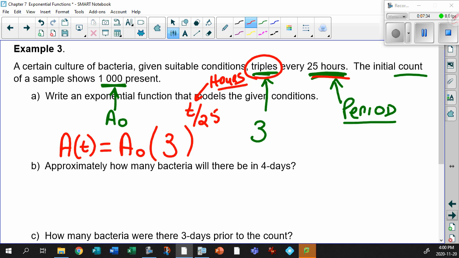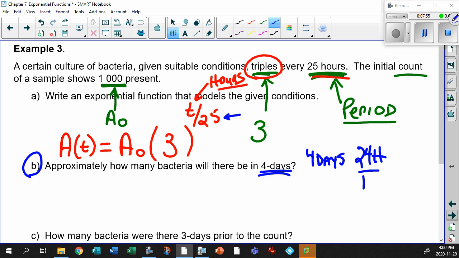So look what happens with question B here. It says approximately how many bacteria will there be in 4 days? Uh-oh, do you see the problem? That was in hours. This is now days. So convert that. Well, 4 days, you know that you've got 24 hours in 1 day, okay? So you multiply that out, and you're going to get 96 hours, right? 4 times 24. 2 times 24 is 48, times 2 is 96.